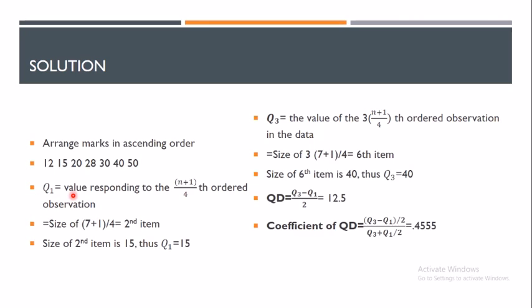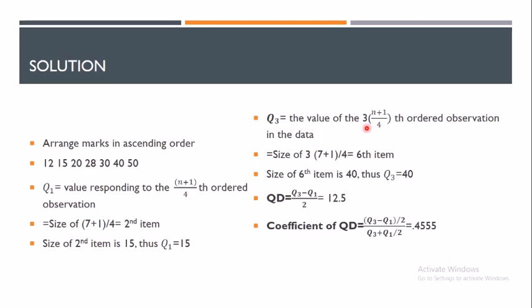Q1, I hope you know, is the first quartile. What is the first quartile? It is the value corresponding to the (n plus 1) by 4th ordered observation. In this case, n is equal to 7. There are 7 observations over here. So how will you find Q1? Q1 is equal to (7 plus 1) by 4, which is the second item. The second item over here is 15. So Q1 is 15.